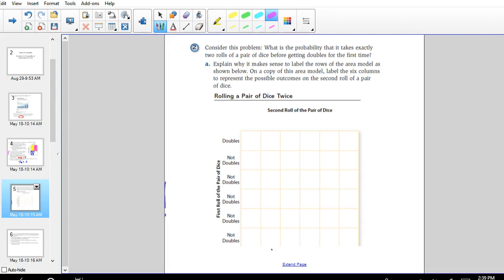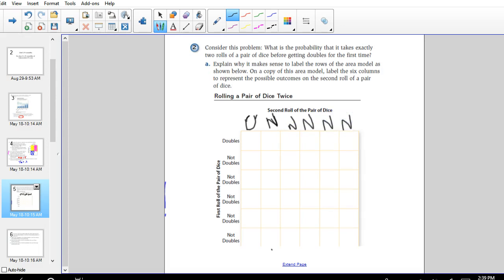So you see here one of those rows is doubles, and then you've got 1, 2, 3, 4, 5. The other 5 are not doubles. So if we're going to label the columns here as well, I'm just going to use a D right here for doubles, and then an N in these columns for not doubles.